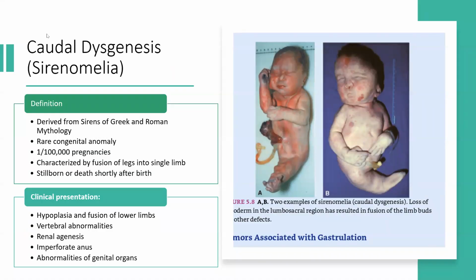The next pathology that we are going to discuss is caudal dysgenesis, also known as sirenomelia. And this name was derived from the sirens of Greek and Roman mythology. It is a rare congenital anomaly seen in every 100,000 pregnancies, and it is characterized by the fusion of the legs into a single limb. Most are stillborn or die shortly after birth. The clinical presentation includes hypoplasia and fusion of the lower limbs, vertebral abnormalities, renal agenesis, imperforate anus, and abnormalities of the genital organs.